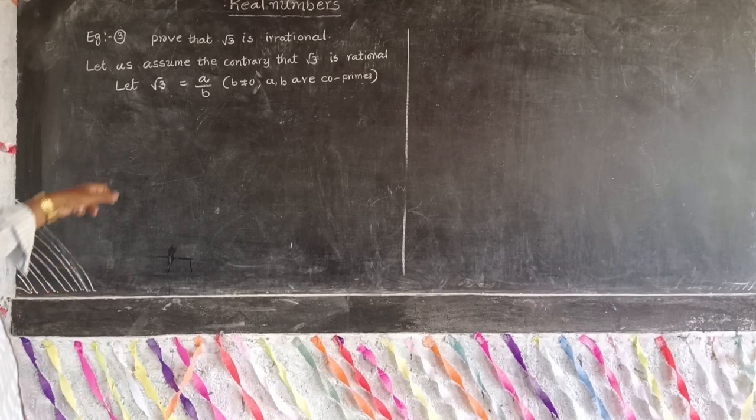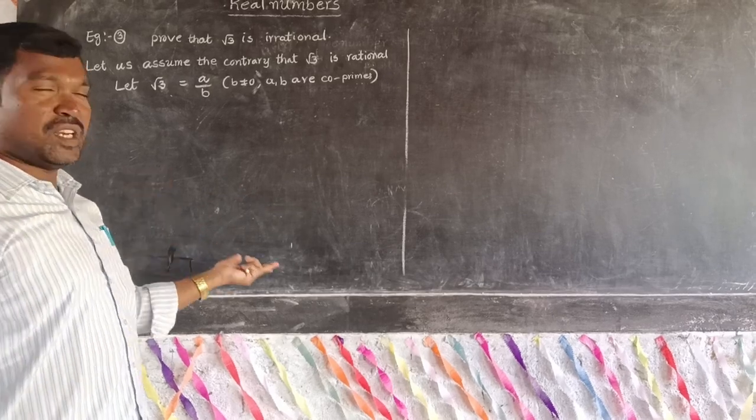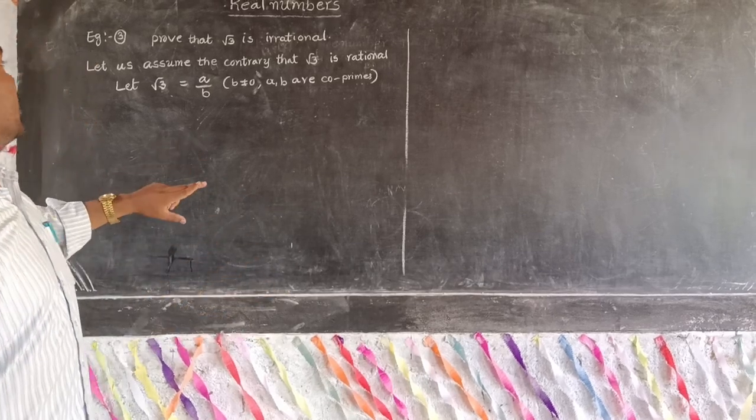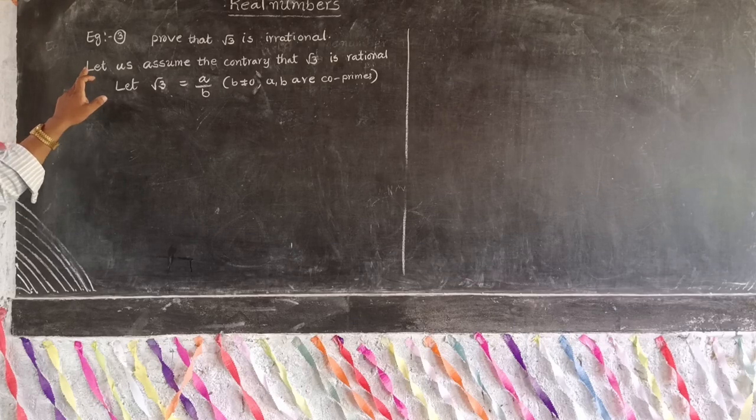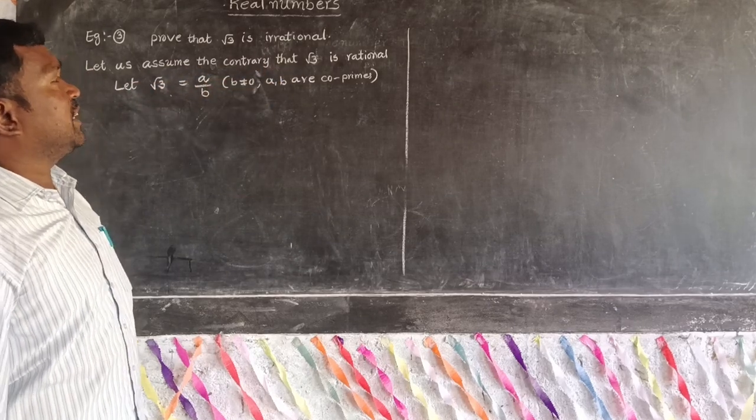Next one, prove that root 3 is irrational. Same model. Root 2 is irrational, root 3 is irrational, both are the same model. Let us assume, on the contrary, that root 3 is rational.